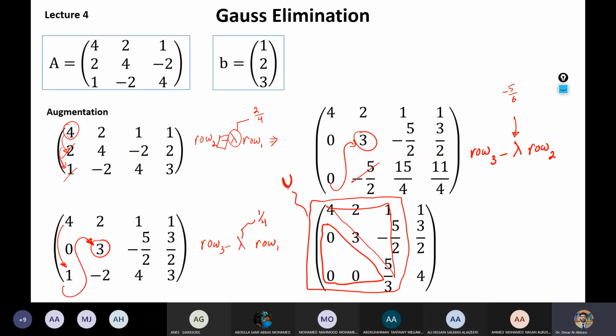That is the U matrix, right? That is the U matrix, an upper triangular matrix. Okay, you may lower your hands now. Right, next, that is the solution.